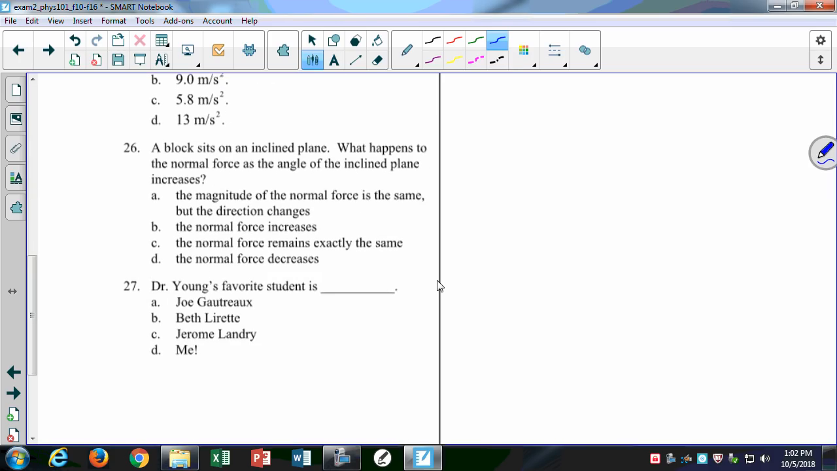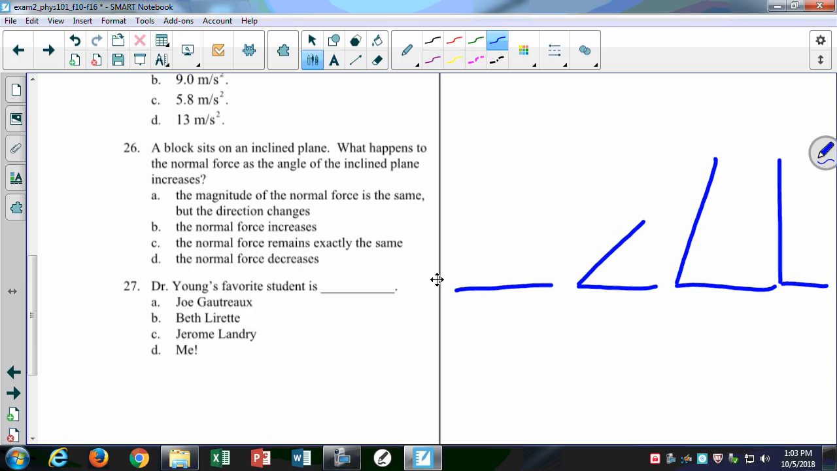Really? Okay, so a block sits on an inclined plane. What happens to the normal force as the angle of the inclined plane increases? Interesting question. So I like to think of this in terms of increments, that if I have an inclined plane, what happens to the normal force of an object that sits on that plane as the angle increases? And so these are planes with increasing angles, right? Here the angle is 0, here it's something bigger, bigger again, and here it's 90 degrees.